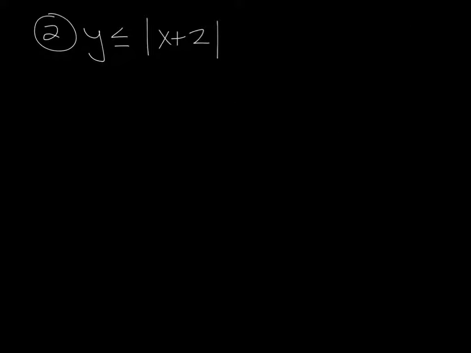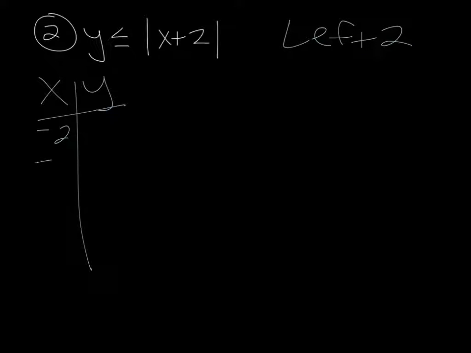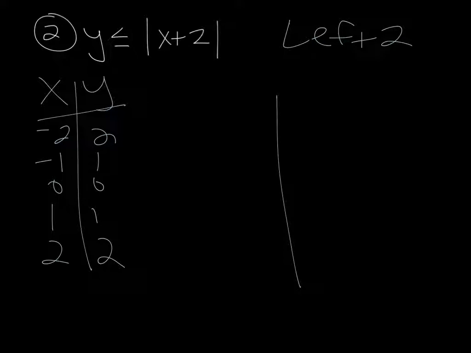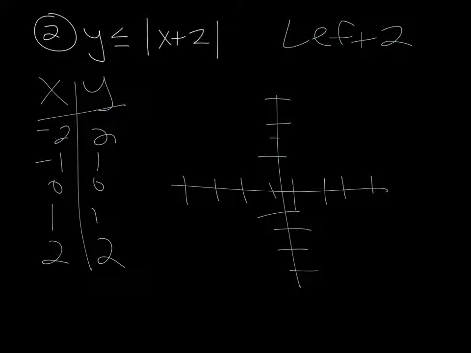On this one, y is less than or equal to the absolute value of x plus 2. So there is a number on the inside. We always do the opposite, so we're going to use -2, which means we're moving left 2. And there's no number on the outside, so we don't need to move it up or down. Make our xy table: -2, -1, 0, 1, 2, and 2, 1, 0, 1, 2. No number to multiply by, so we can go ahead and graph. Left 2, up 2. Left 1, up 1. 0, 0, 1, 1, 2, 2. And I'm moving everything left 2.